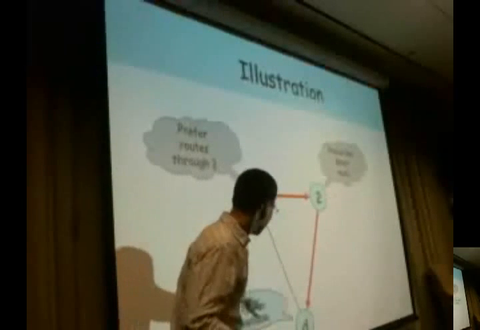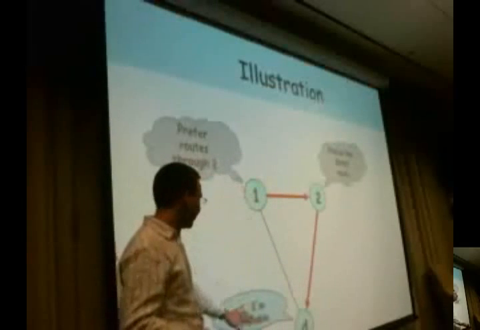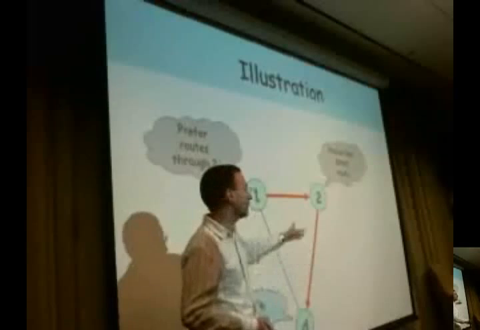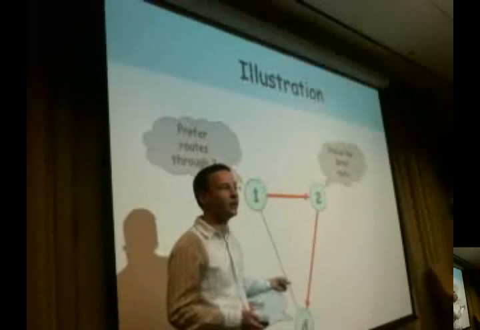Now let's say that the message from D to 1 is finally released. So 1 now knows that it actually has 2 options. It can go through 2 or it can go directly to D. What will happen now?